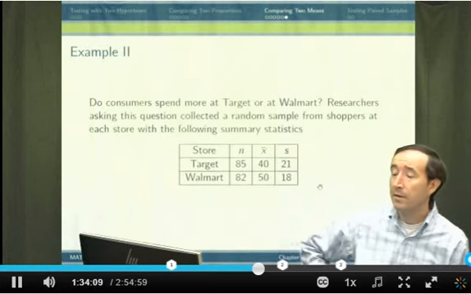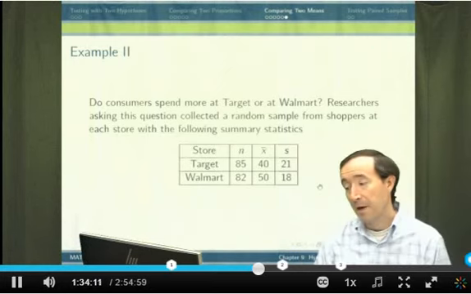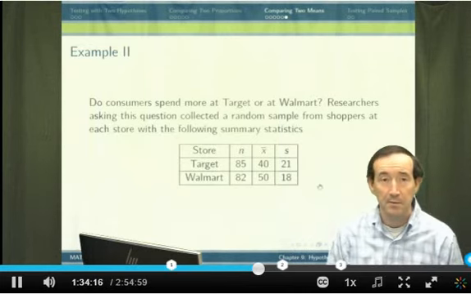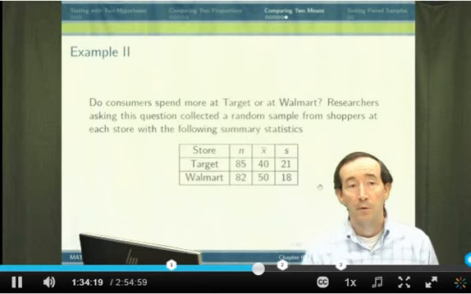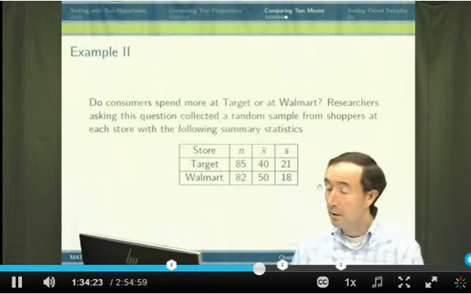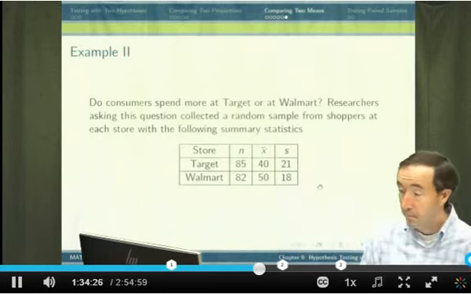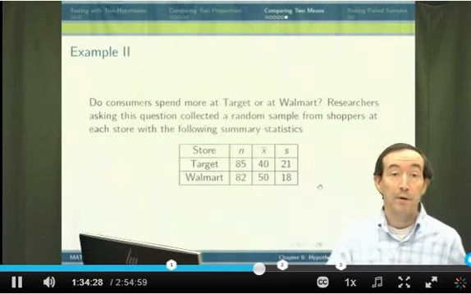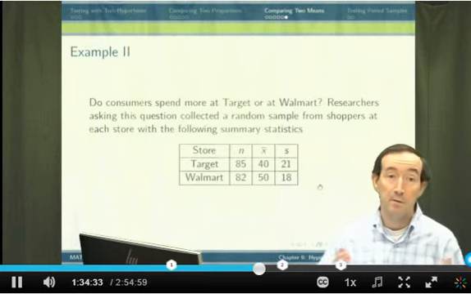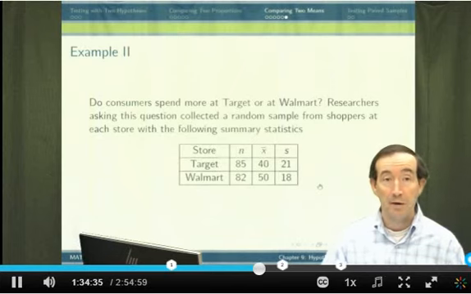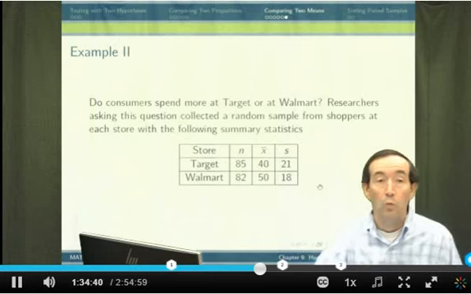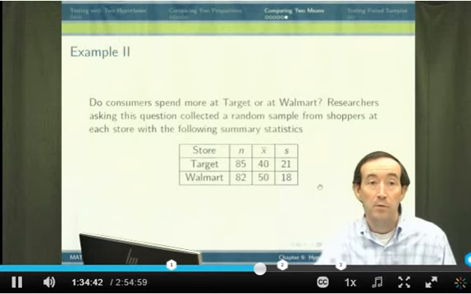So we have a sample of 85 Target shoppers with an average of 40 and a sample standard deviation of 21. Obviously, we're trying to make the numbers nice here, so it's a little easier to work with. And at Walmart, we had 82 shoppers with an average of 50 and a sample standard deviation of 18. So we want to run our hypothesis test to see whether these 2 means come from different populations. That is, do the population means actually have different values? Okay. So what hypotheses would we use?